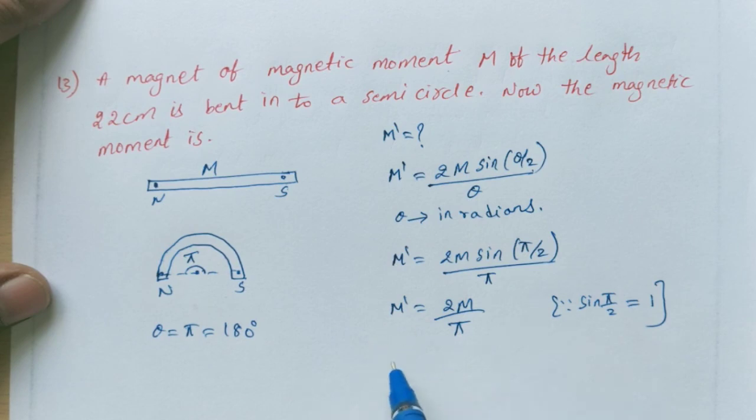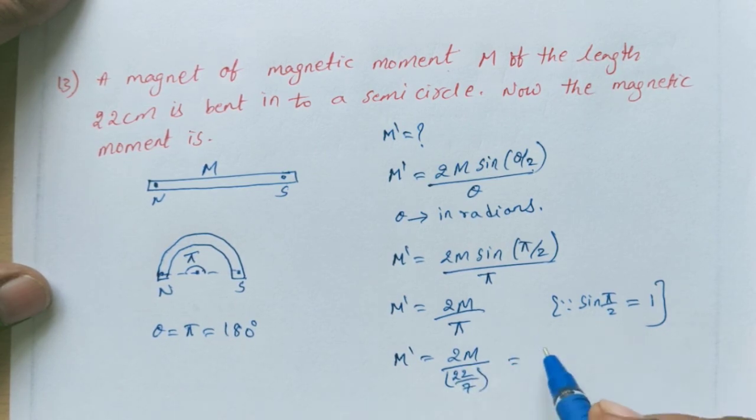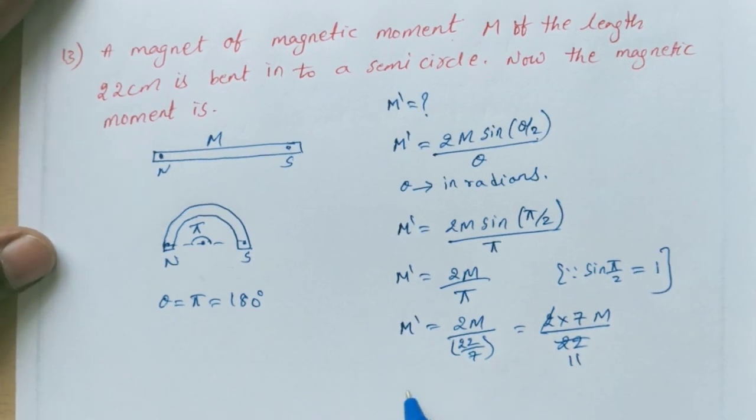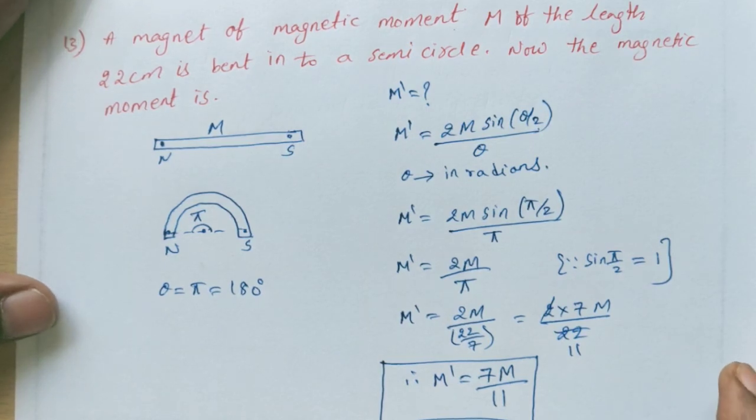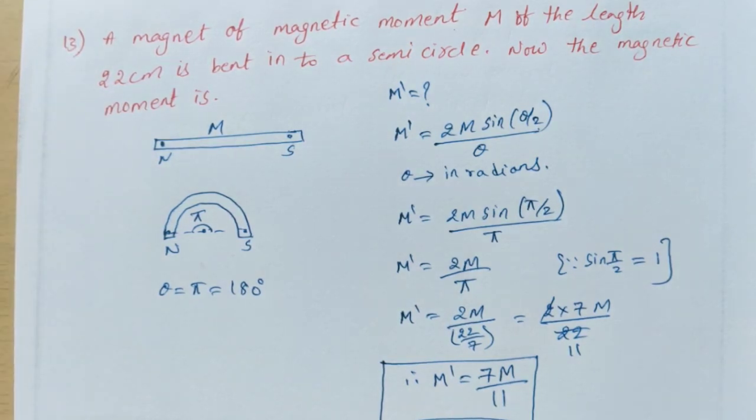Also, instead of pi we can represent it as 22 by 7. So on simplification, m dash is equal to 2 into 7m divided by 22. This 2 cancels with 22, 11 times. Finally m dash is equal to 7m divided by 11. So the new magnetic moment is 7m divided by 11. Okay students, in the next class we will go for the remaining problems based on the concept of inverse square law and magnetic fields. Okay students, thank you.